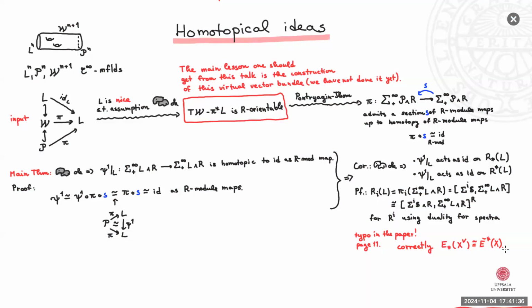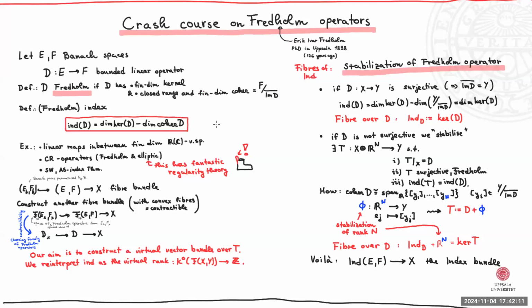But yeah, anyways, this is the main structure of the proof. Now I'm going to tell you the main lesson, even for further advancements of the theory: it is actually not this end of the construction, but somehow this middle. That's the main lesson you should learn from this talk: how one constructs these virtual vector bundles here. And we are going to do it now.